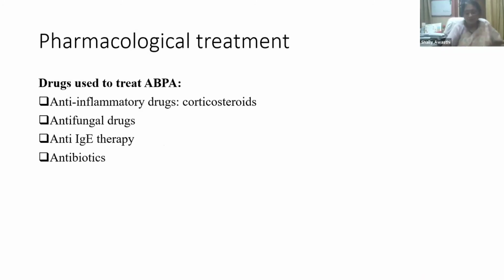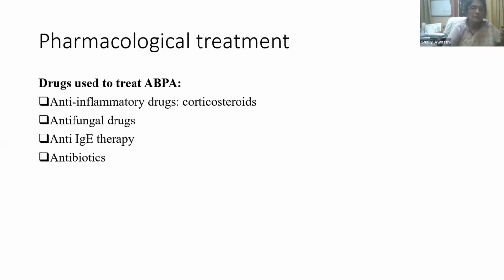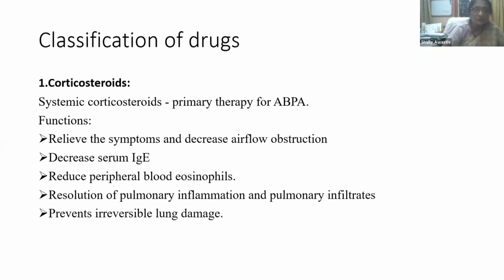So what are the pharmacological treatments? The first thing is controlling symptoms. How do we control symptoms? We control symptoms by giving anti-inflammatory, which are steroids. For controlling symptoms, sometimes we require antifungals. Very occasionally, we require anti-IgE therapy. And for controlling symptoms, we will require antibiotics as and when required. For prevention of exacerbation, we will do the environmental control, what I told you earlier. So for prevention of symptoms, we give steroids.